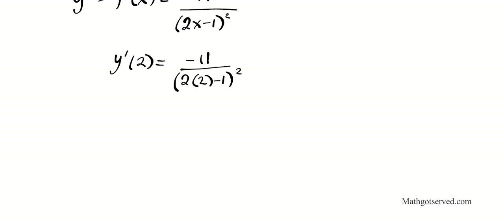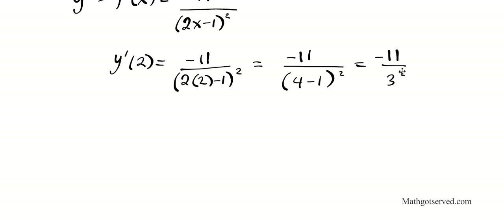And then we're going to use order of operations here to simplify this. Negative 11 over 2 times 2 is 4, minus 1 squared. You're going to have negative 11 over 3 squared. It's going to be negative 11 over 9. And there goes your final answer. That's y prime of 2.